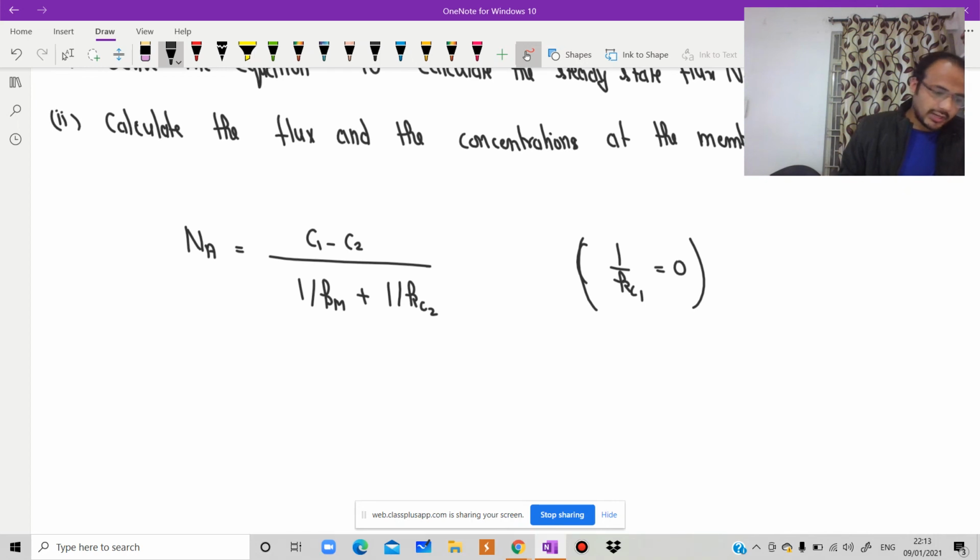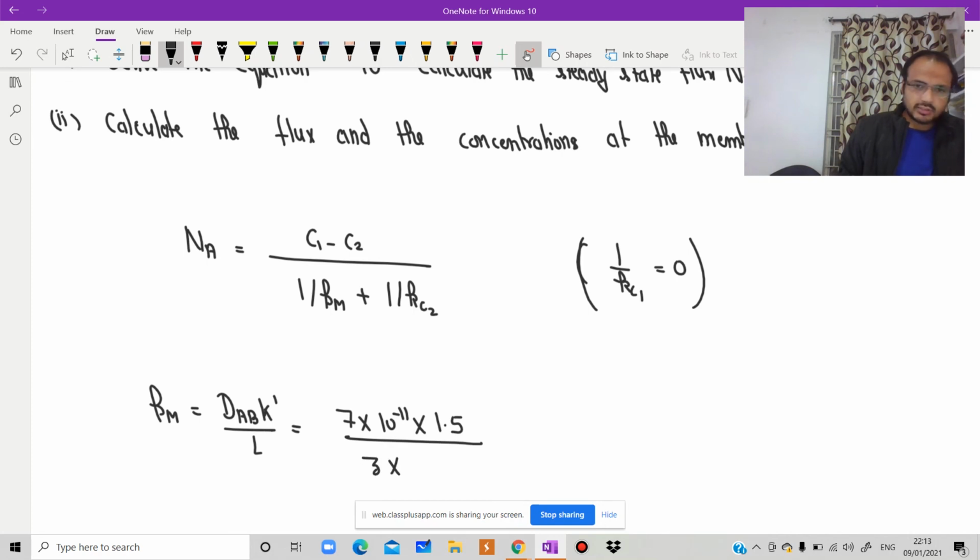Now first we need to calculate this one. The value of Pm can be given as DAB A prime by L. So 7 into 10 to the power minus 11, A prime is 1.5, and the value of L is 3 into 10 to the power minus 5 meter. So you will get 3.5 into 10 to the power minus 6 meter per second.